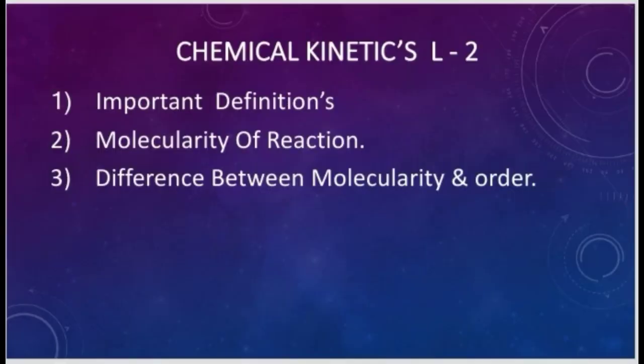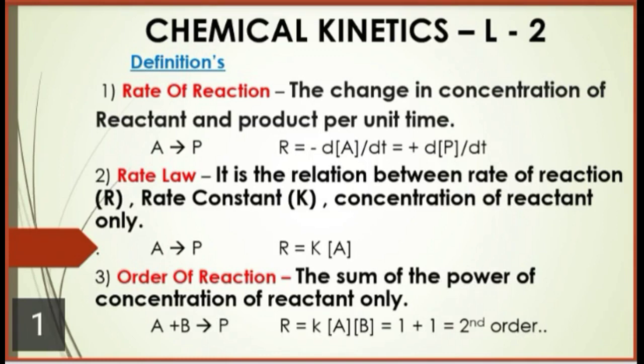This is our chemical kinetics second lecture, and the sub points are important definitions, molecularity of reaction, and difference between molecularity and order of reaction. Here are the important definitions. Number 1, rate of reaction: the change in concentration of reactant and product per unit time is called the rate of reaction. The reactant concentration decreases, that's why the minus sign is here, and the product concentration increases, that's why the sign is positive, meaning minus dA upon dt plus dP upon dt.